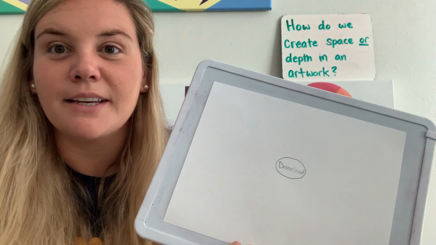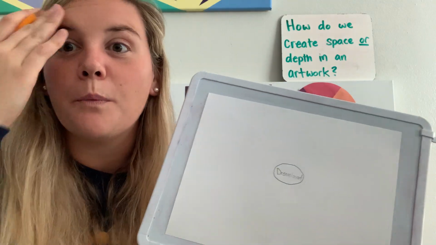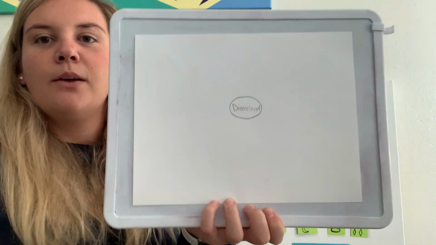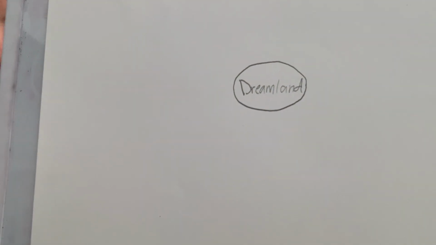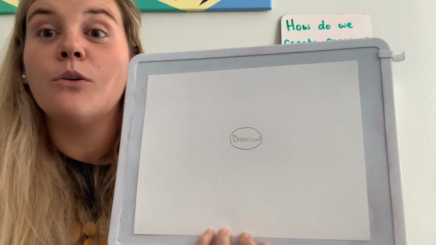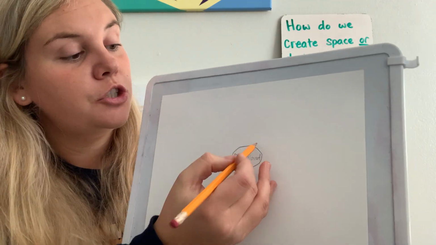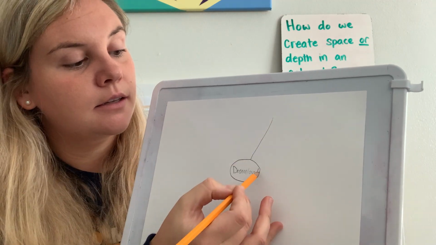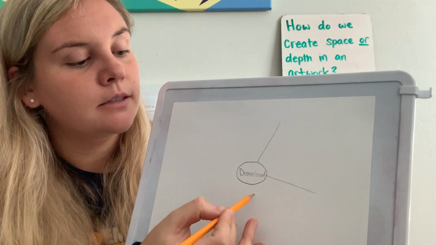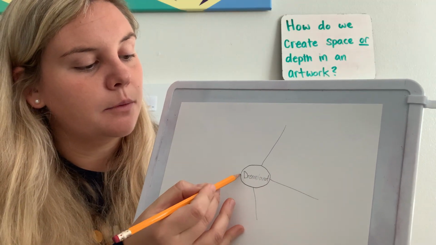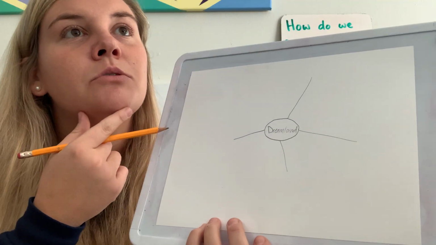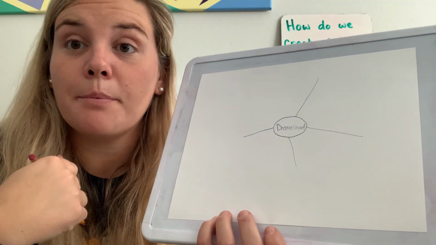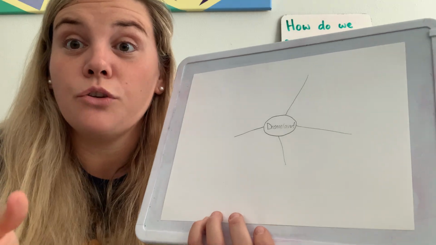Before we can put those techniques in our artwork, we have to imagine what we want in our land. So I wrote Dreamland, D-R-E-A-M-L-A-N-D. And in order to create a web, what you need are lines. So in this Dreamland, I need to think of some things that I want. So I'm going to draw some lines. In my Christmas Dreamland, and remember, you don't have to copy my Dreamland. You can do whatever Dreamland you want.